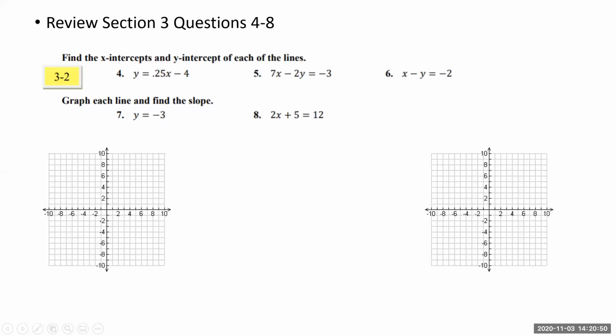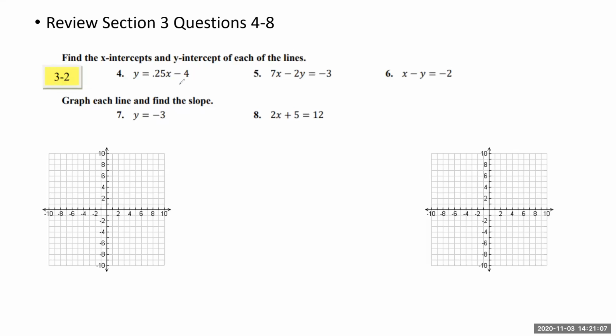Okay, so here we are in section 3 review. We're going to go through questions 4 through 8 in this video. So starting at number 4, let me get my annotations. What we're going to do is find the x and the y intercepts of each line.